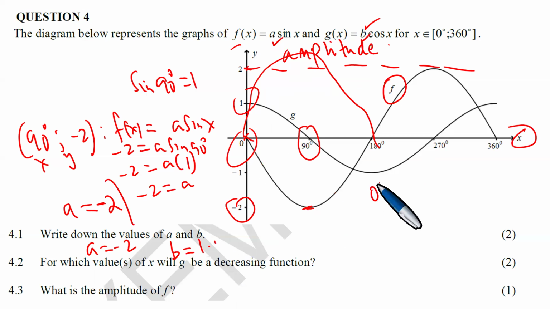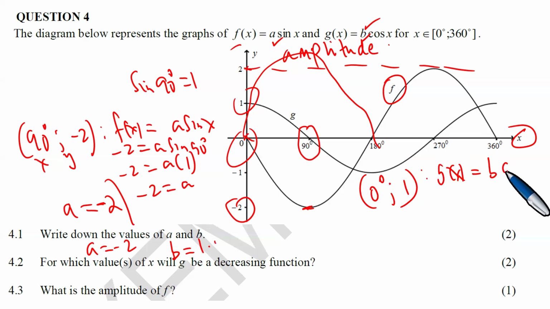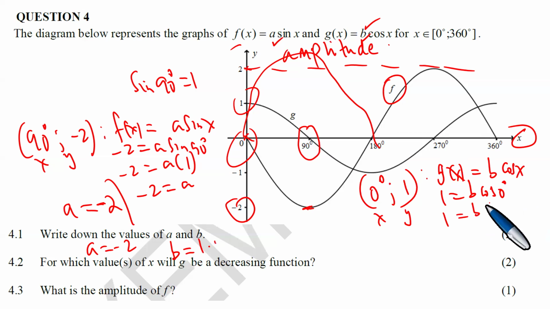Like this point. X is 0 degrees and y is 1. Take one point and then substitute. It can be any other point in the middle. G of x is b cosine x. This is x and y. Y is 1, x is 0. Cosine 0 is 1. So you can see that b equals 1 either way. You can take even this point there. At 180 degrees, it is -1. You can take all those points, they'll give the same value, b equals 1. Next question.